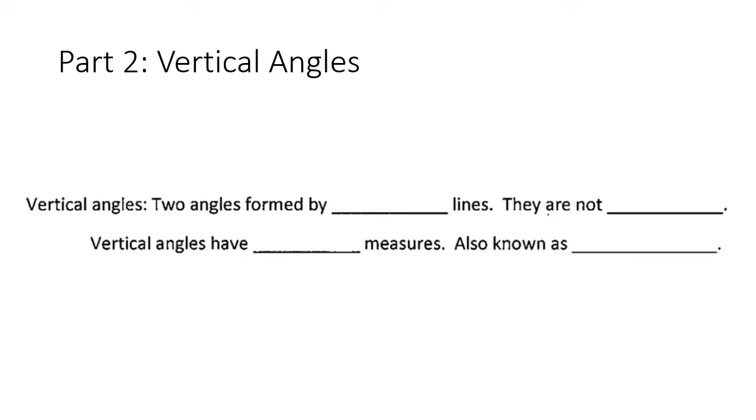So the whole purpose of introducing the adjacent angles, other than the terminology side of things, is it helps us really define something called vertical angles, which are a lot more useful in terms of application. So let's start off with defining these. The first thing we'll say is that vertical angles are 2 angles formed by intersecting lines. They are not adjacent. So the reason why we introduced the idea of adjacent is to really just talk about what vertical angles are not. In that case, that's adjacent. Vertical angles always have equal measures. This is also known as congruent.